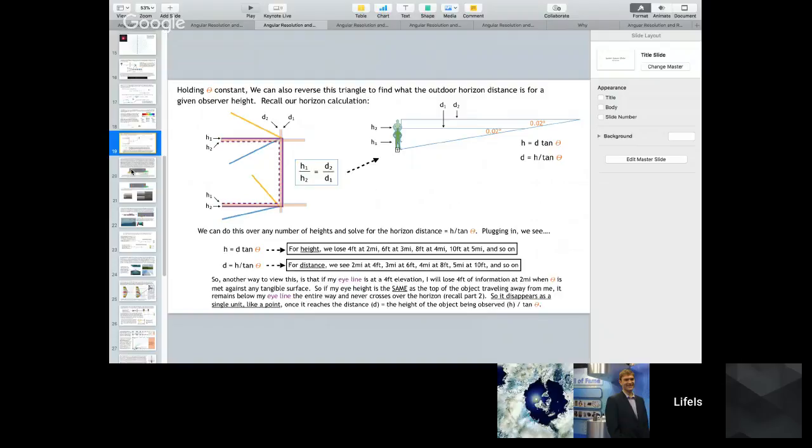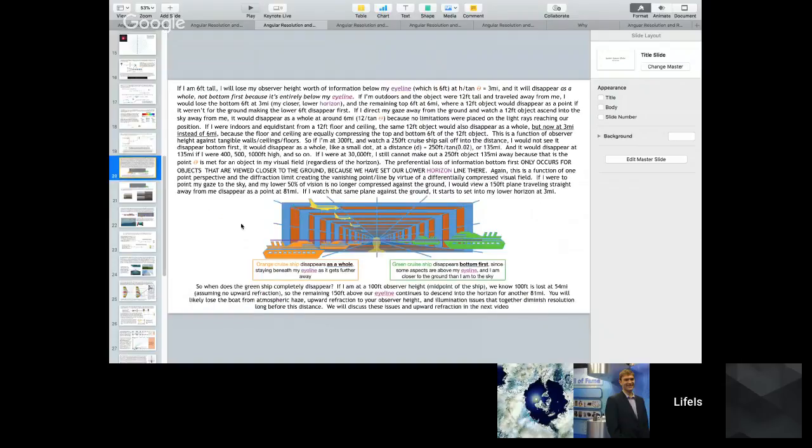Then I start getting into how this is affected within perspective. I'm not going to go through all these examples because it's a bit of a mind bender. I encourage you to work through them on your own. The bottom line was that if my eye line is at the top of a cruise ship, and I'm watching this cruise ship go away from me, it's going to move away until a single point, according to the compression rate of my lower visual field.